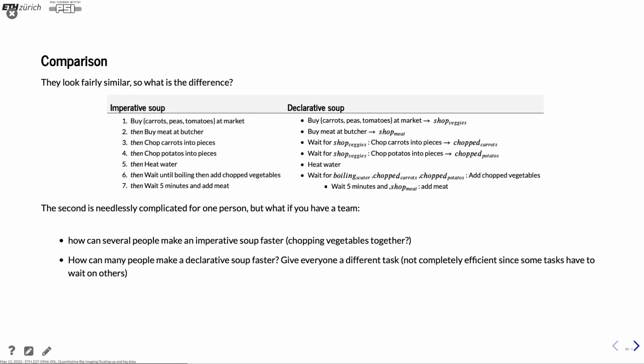Yeah, that was more or less this slide. In particular, if you want to do the imperative soup faster, you have more people. Everybody is chopping the carrots or chopping the potatoes, so everybody is doing it at the same time. You get a sack of potatoes, you get a sack of potatoes, and when you're done, then we are finished. And in the declarative case, of course, as I said before, we can just give each one of these tasks away and wait for them to finish.